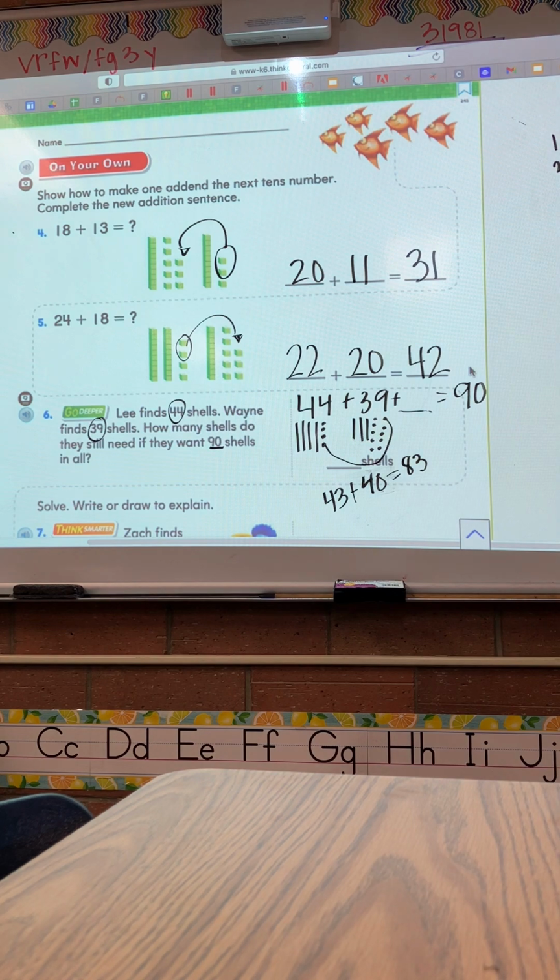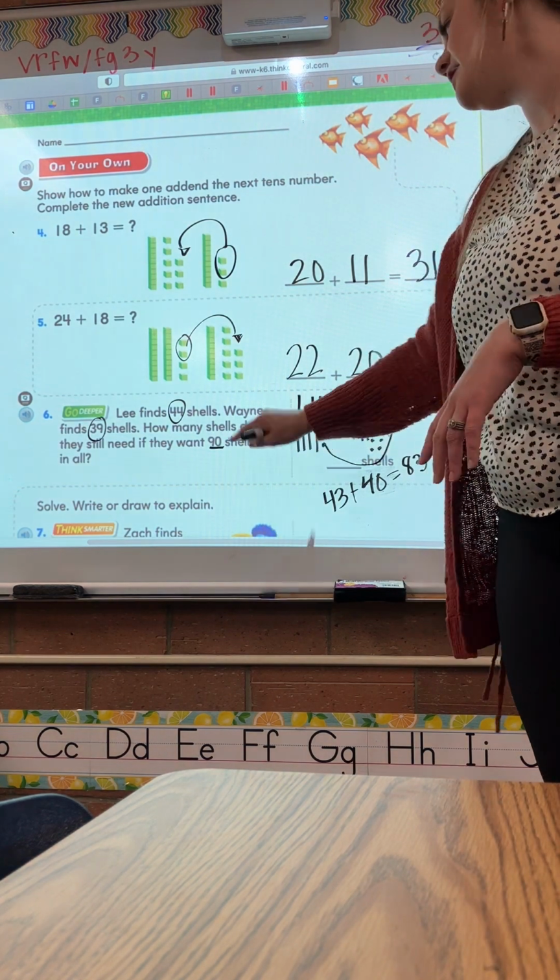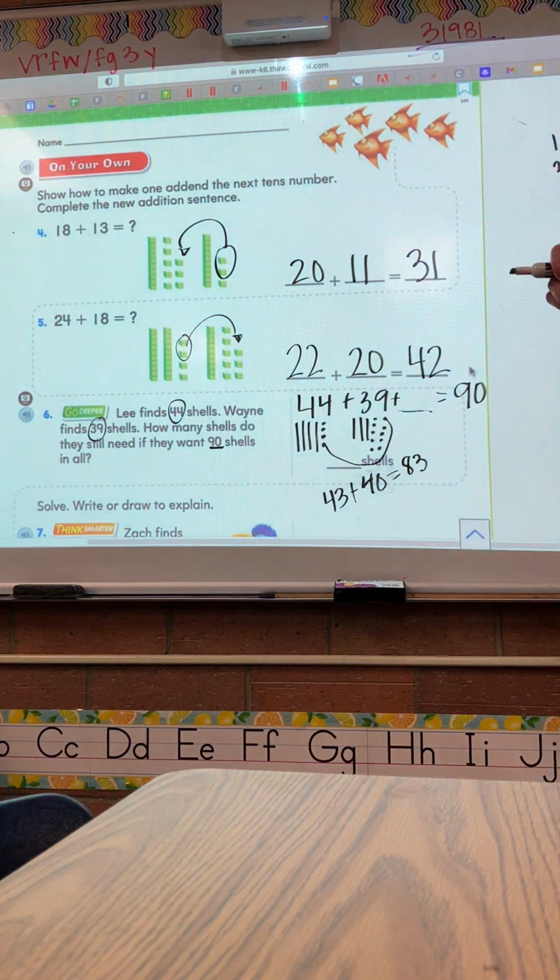But am I over? Am I done? Nope, I wanted to know how many more they still need to get 90 in all. So I have 83, I want to get to 90. I can write the subtraction sentence, 90 minus 83.